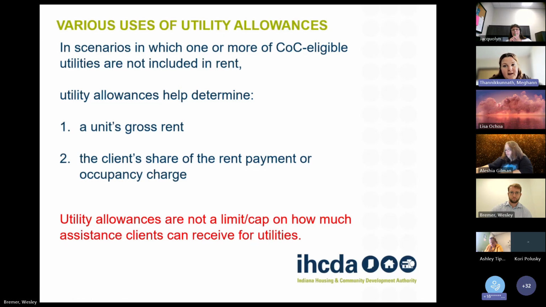This is an important point. Utility allowances are not a limit or a cap on how much assistance a client can receive for the utilities. So if they receive other outside utility assistance, or if you need to help pay for their utilities, there are other ways to go about doing that that can be above the cap.